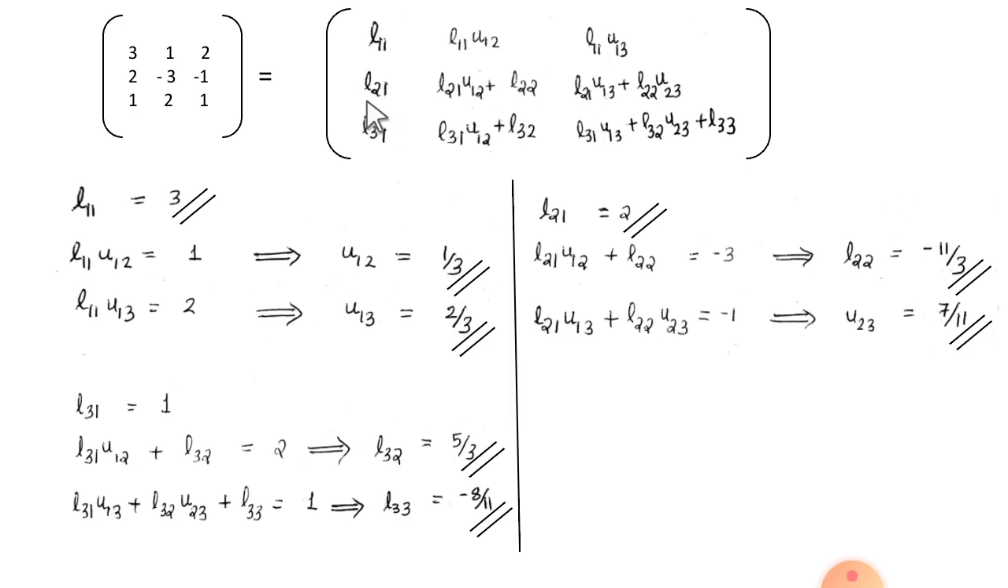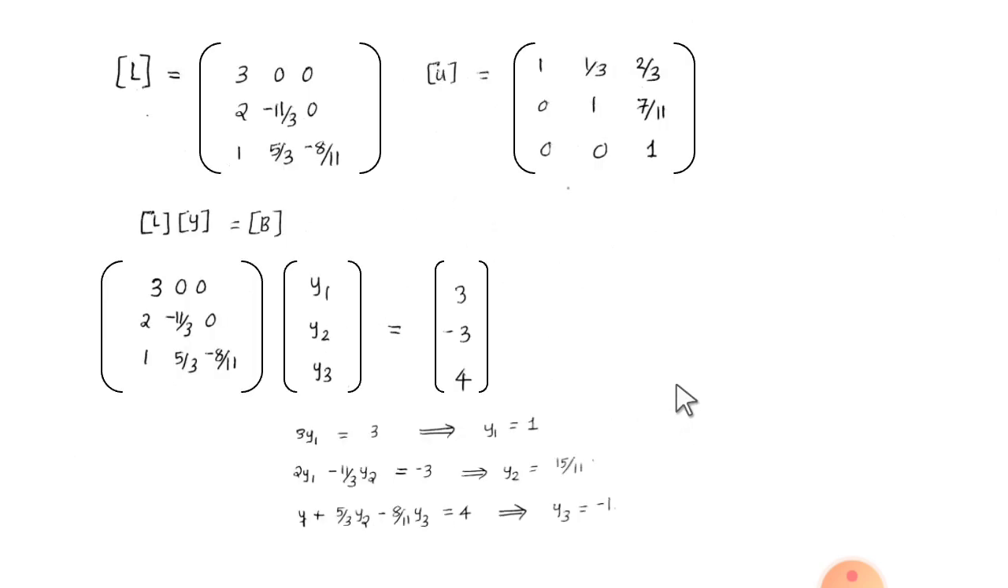Equate these terms with the terms in these matrices, and you have to find out the values of each element. After finding these elements, you have to write the L and U matrices separately. So you will get the L matrix like this and the U matrix like this. The next step is to find Ly equal to B. Here y is some unknown which has to be calculated, so we can proceed only if we find the values of this y matrix.